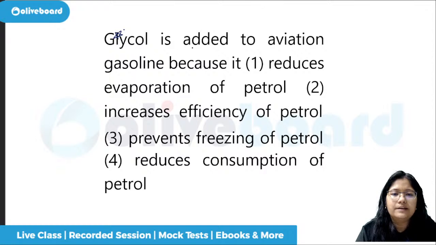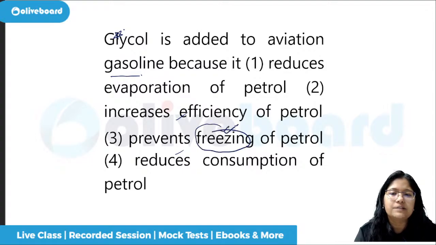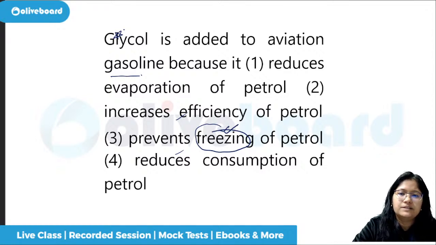Glycol is added to aviation gasoline, used in aviation, because it reduces evaporation of the petrol, or increases efficiency of petrol, prevents freezing of the petrol, or reduces consumption of petrol. So what glycol does is decrease the freezing. It prevents the petrol from freezing. So 3 is the correct answer.